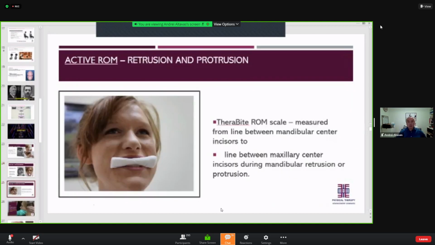All right, retrusion and protrusion again is a movement of the lower jaw. Easy to follow that.